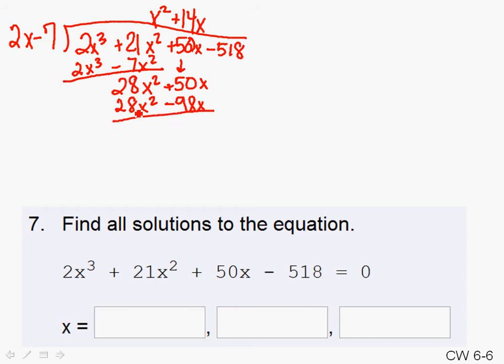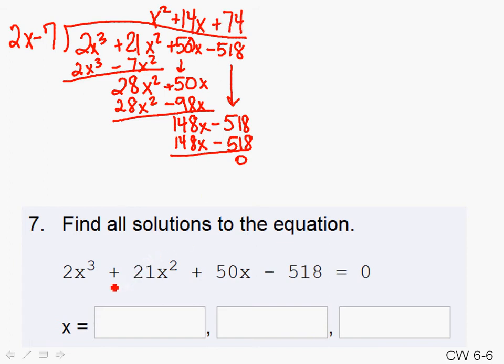We then subtract: 28 minus 28 is 0, and 50 minus a negative 98 gives us a positive 148x. We then bring down the 518, so negative 518. 2x goes into 148x 74 times. 74 times 2x is 148x, and 74 times negative 7 is negative 518, which leaves us a remainder of 0. So our other factor is x squared plus 14x plus 74.